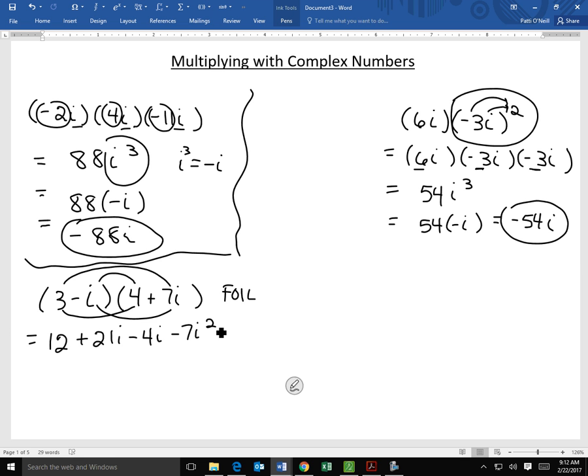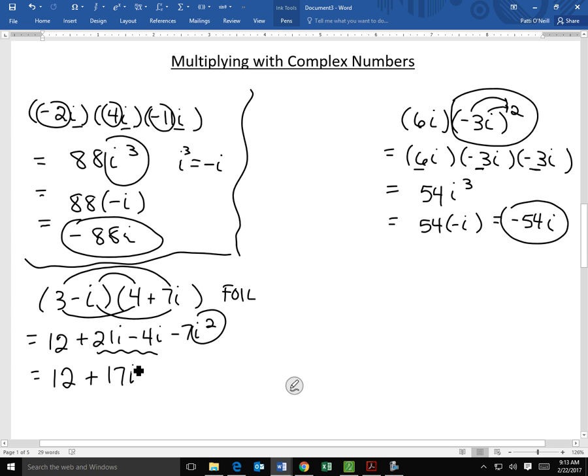So my i's go to two different places, here and here. We can combine 21i minus 4i to be 17i. And we know that i squared is equal to negative 1. This becomes negative 7 times negative 1, or just positive 7. So when you see that i squared and it's getting multiplied by something, it changes sign. So this will give us 12 plus 7, which is 19 plus 17i.